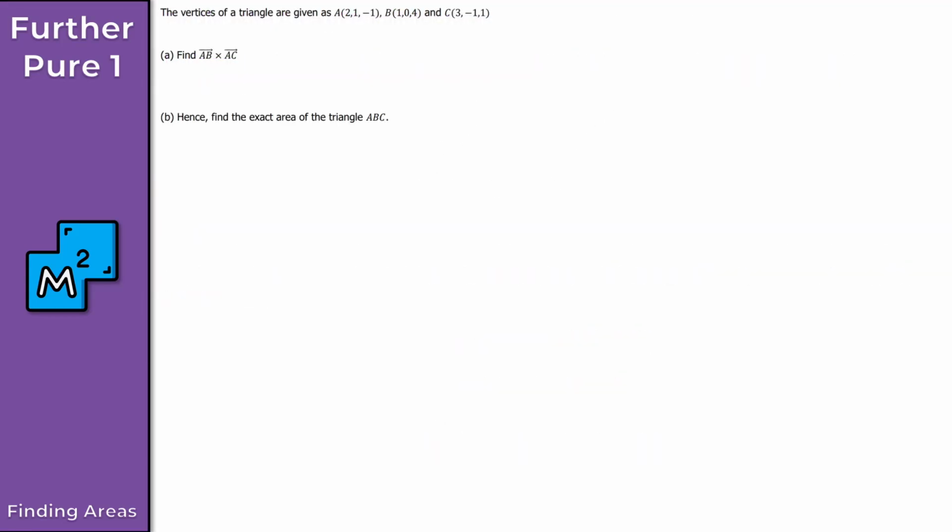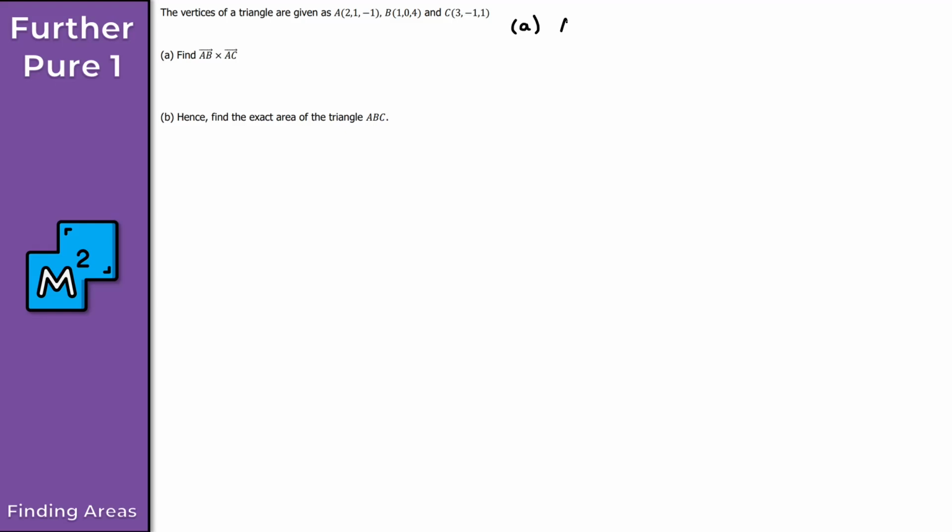So to get us started, let's begin with question 1. As we can see, we're told that the vertices of a triangle are given as follows. A has coordinates of 2, 1, minus 1. B has coordinates of 1, 0, 4. And C has coordinates of 3, minus 1, and 1. For the first part of this question, part A, all we want to do is find the cross product of these two vectors, AB and AC. So obviously a good starting point would be to find these two vectors, AB and AC.